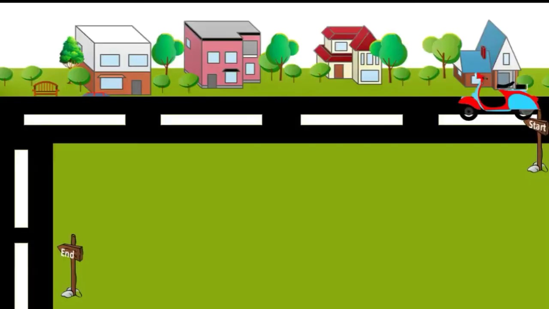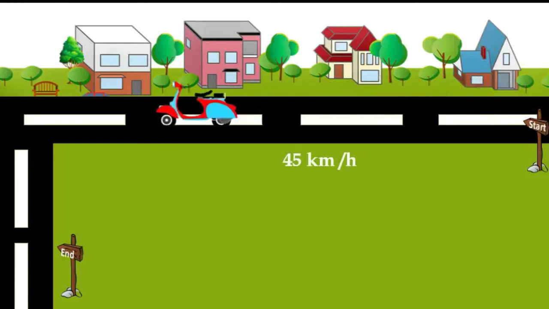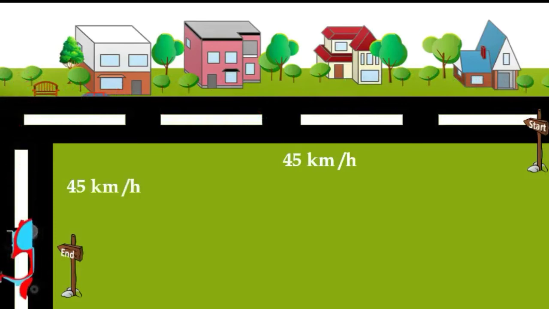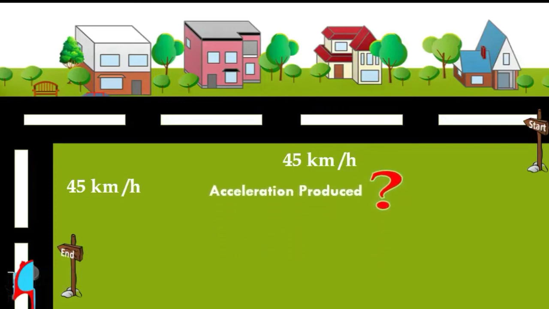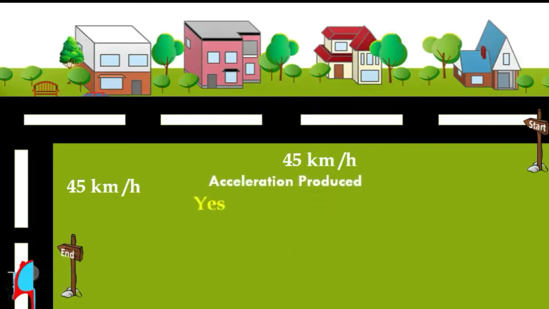So next one, let's take an example of a scooter moving on the road at 45 km per hour, and it turns to the left hand side and moves again with 40 km per hour, the speed or the velocity. So can you say whether acceleration is produced in this case? Think once. Yes, the acceleration is produced in this case because acceleration is a vector quantity. It depends on the magnitude and it also depends upon the direction.